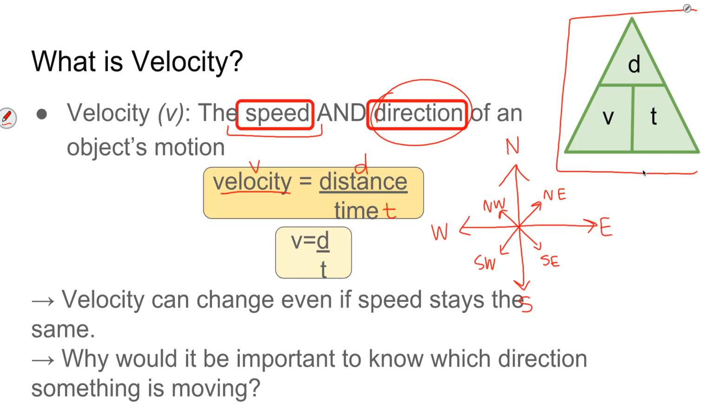So take a second, write down, why would it be important to know which direction something is moving? So not just how fast, but also which way.